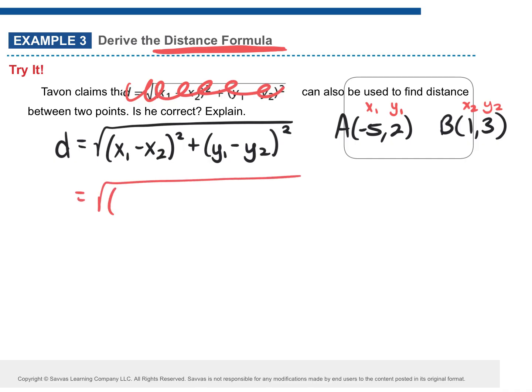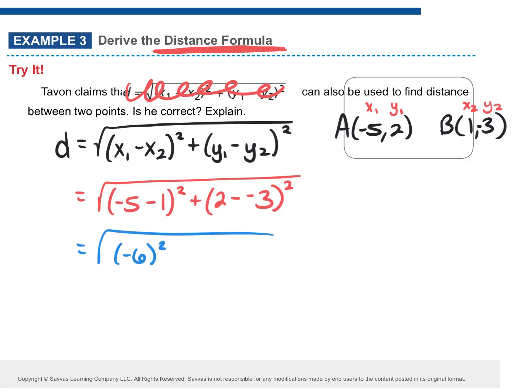What do I write first? What's X1? Negative 5 minus 1. I'm going to make this 3 a negative 3 just so I can talk about something. Squared plus, what's Y1? 2. 2 minus negative 3. Okay, now we keep going. What's negative 5 minus 1? Negative 6. Negative 6 squared plus. What happens right here? It turns into addition. What's 2 plus 3?